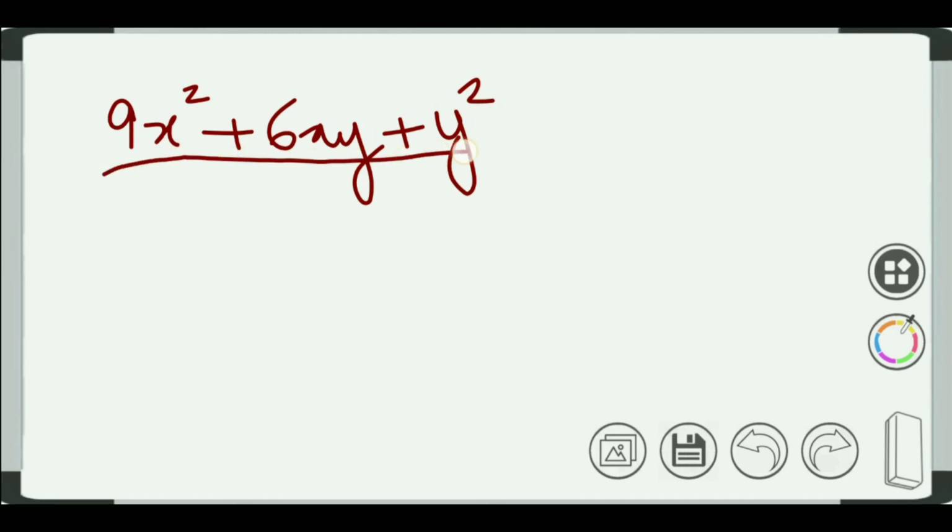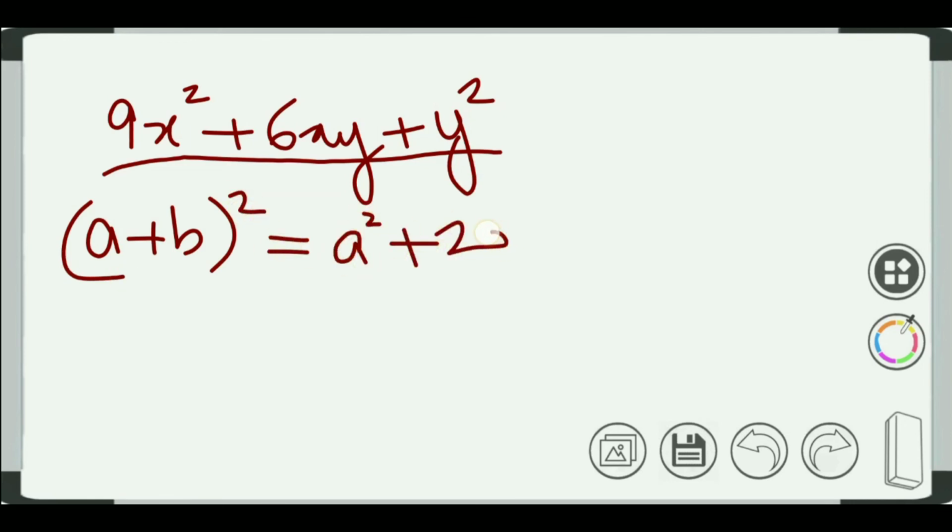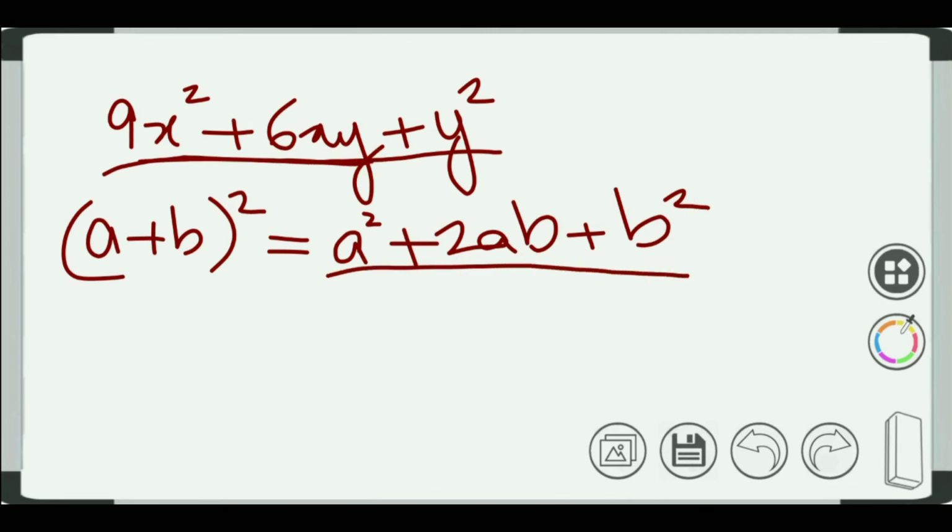This is in the form of which identity? (a plus b) whole square, which is equal to a square plus 2ab plus b square, right? Okay, this one is in this form.